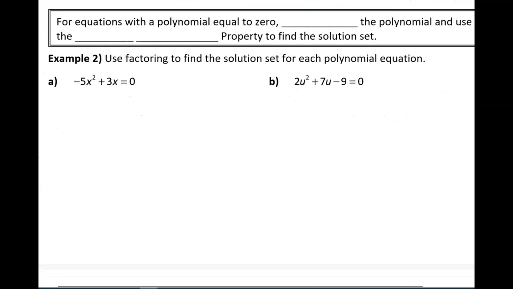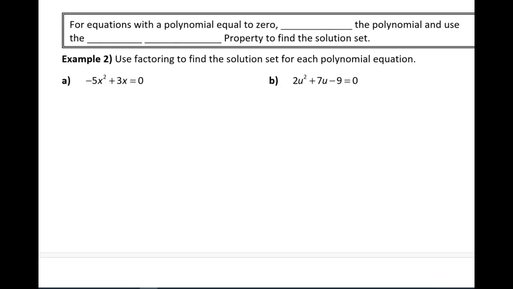All right, let's take a look at some examples that are a little bit different. The next couple of examples will have equations where the polynomial is not factored. So we're going to factor the polynomial first and then use the zero product property to find the solution set.